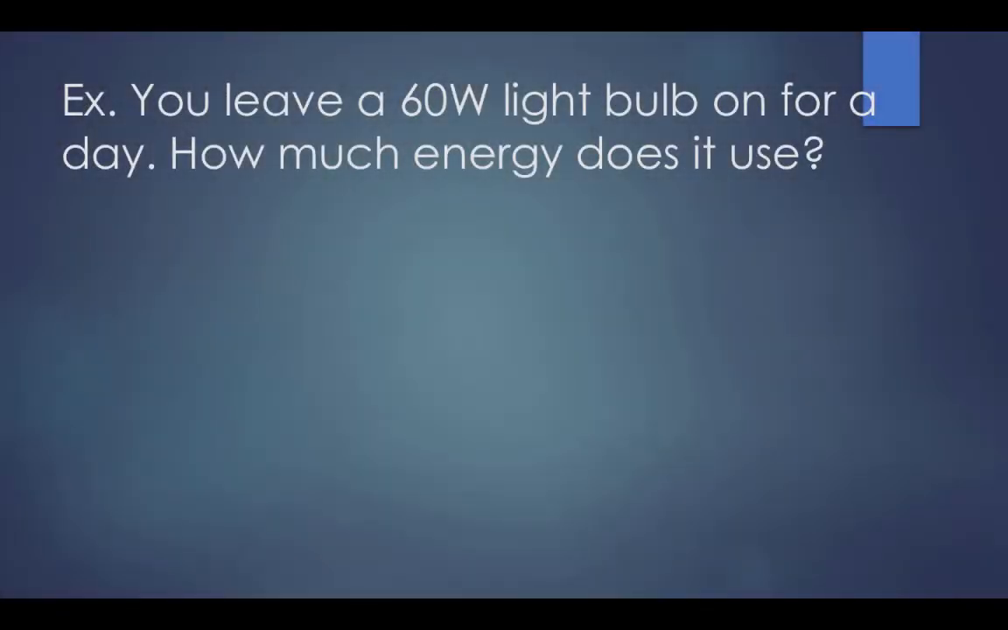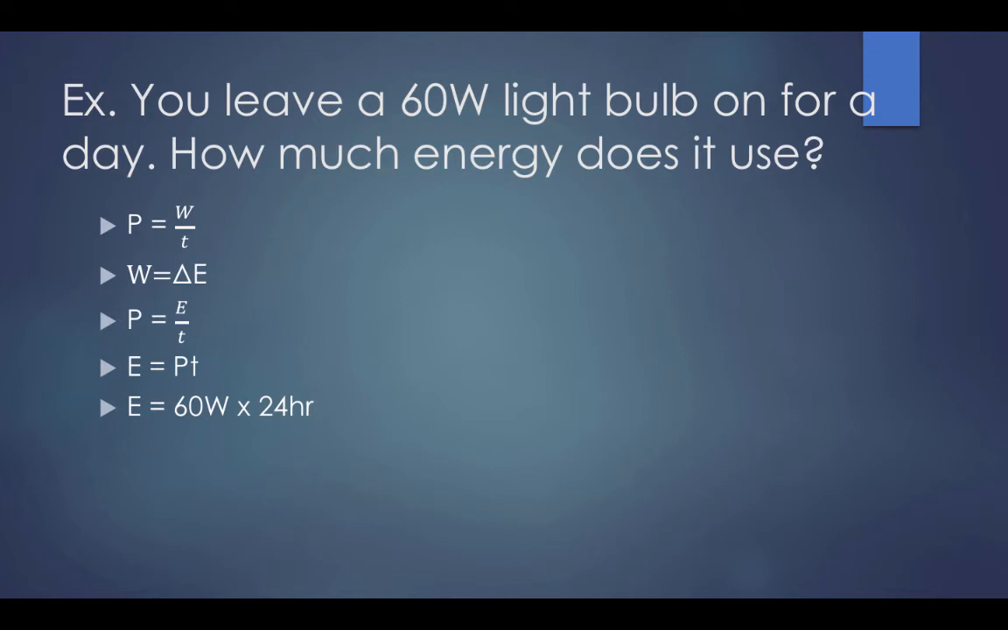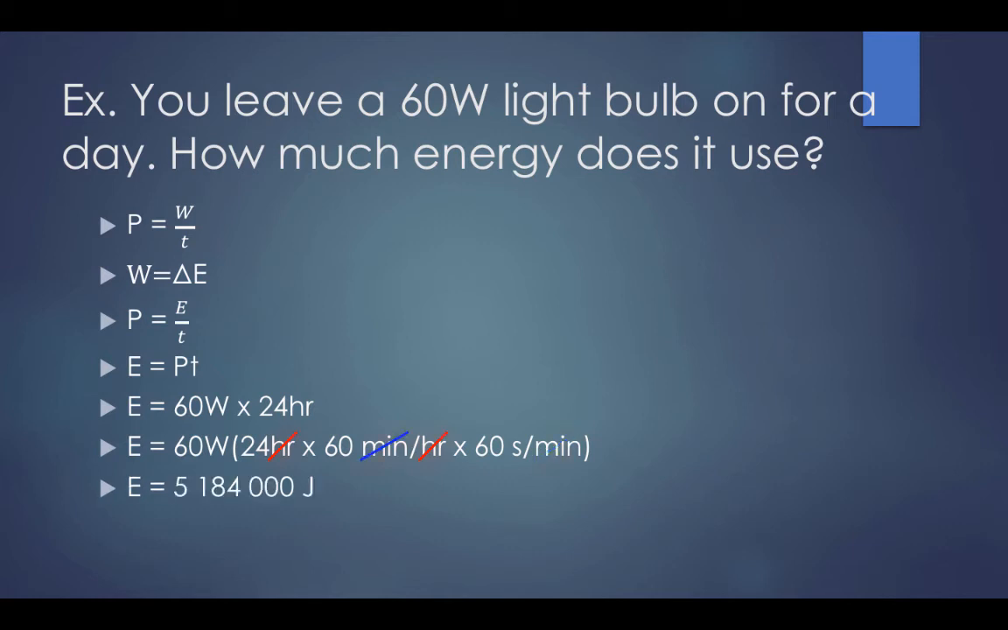Let's calculate how much energy a 60-watt light bulb uses if you leave it on for a full day. Power equals work divided by time. Remember, work is equal to the change in energy based on the work-energy principle. So power is energy divided by time. Isolating energy, we have power times time. Energy equals 60 watts times 24 hours. Converting our hours to seconds, we have 60 times 24 times 60 times 60. The energy transformed by a 60-watt light bulb in a day is 5,184,000 joules. Of that, only 5% is transformed into light, while the other 95% is transformed into heat.